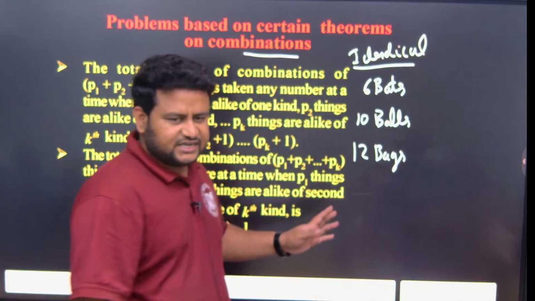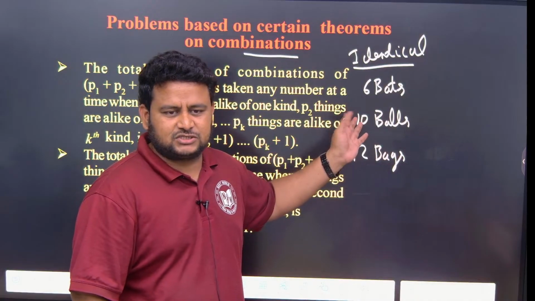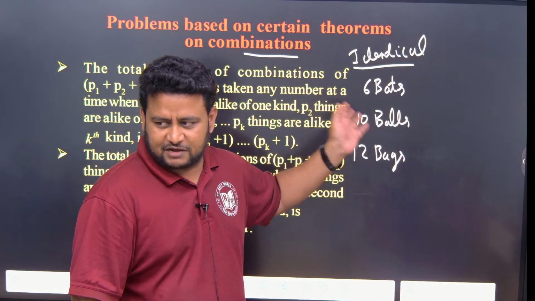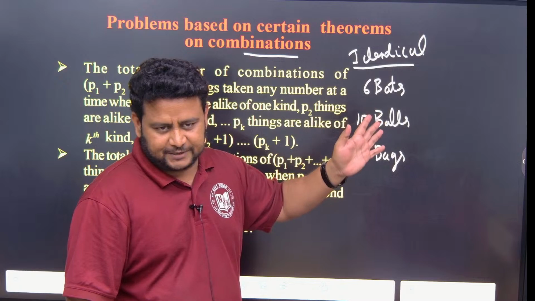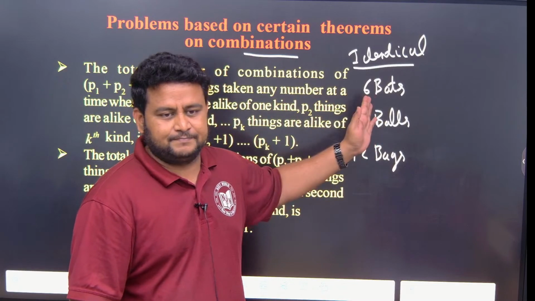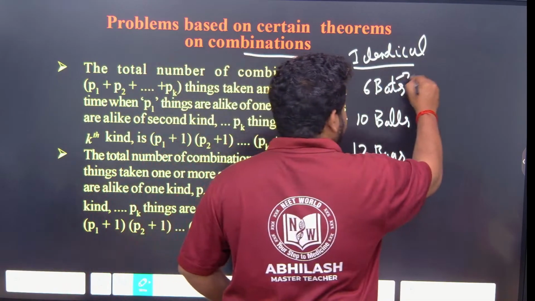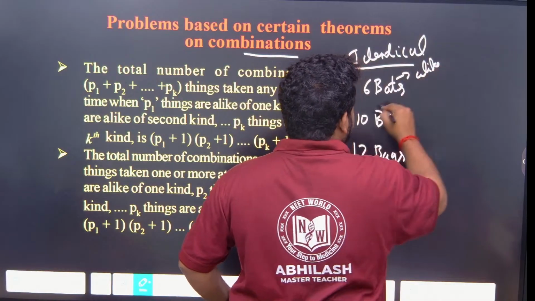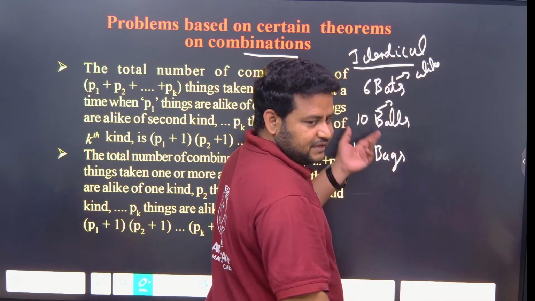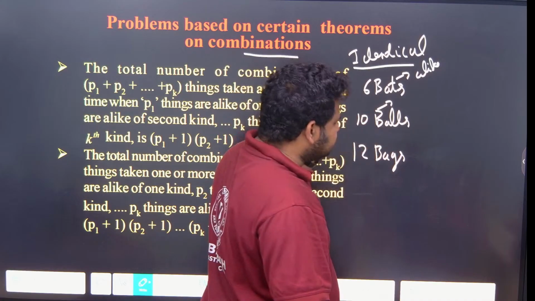Now understand here, 6 bats. All the 6 bats are alike. Suppose I say 6 bats, all the bats are of Kookaburra company, MRF company, like that. They are not of different companies. All are of MRF company, you think. All the 6 bats are same, they are not different at all. Okay, all the 10 balls are alike. All the 10 balls may be SG, Kookaburra, or any company. So all the 10 balls are alike.